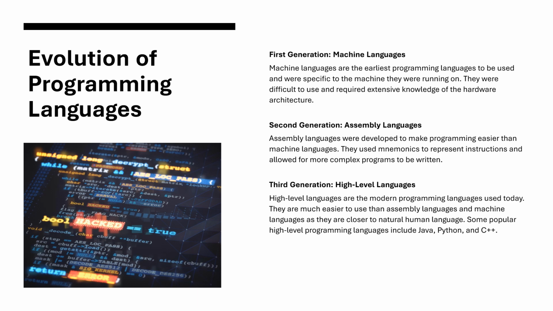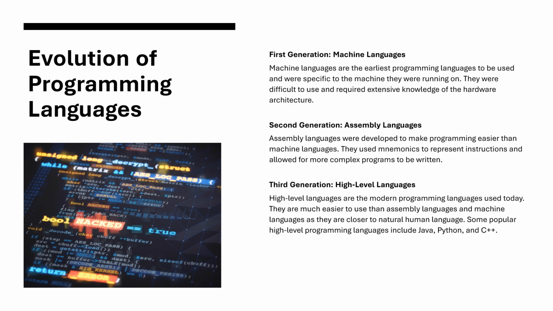Second generation, assembly languages. Assembly languages were developed to make programming easier than machine languages. They used mnemonics to represent instructions and allowed for more complex programs to be written.